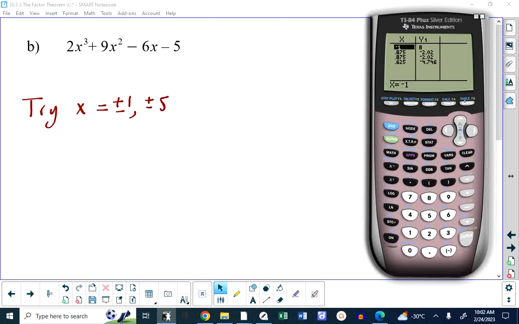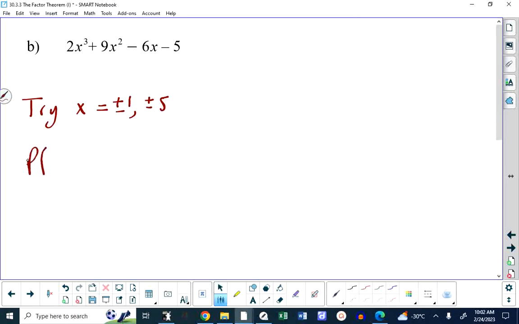Okay, well, my negative 1 is still hanging out from last time. It doesn't give me 0. What about 1? 1 does. So, on a written response, you would show that P of 1 is equal to 0. But what we've discovered here is what I'm writing is less detailed than if it were a written response. P of 1 is 0, so x minus 1 is a factor.